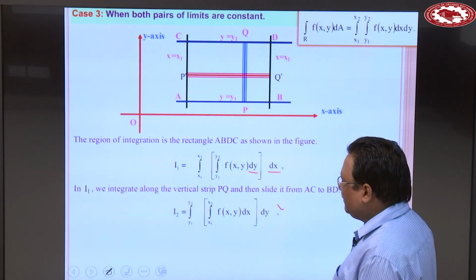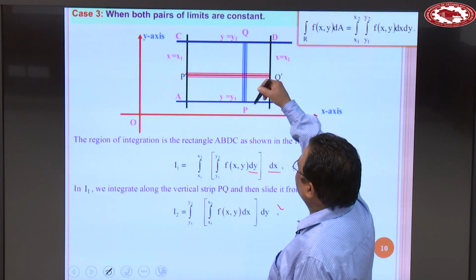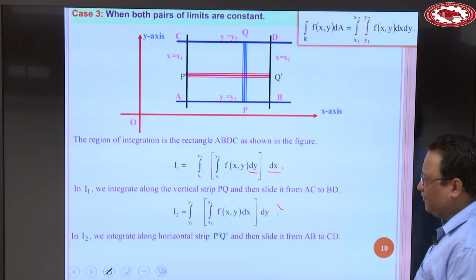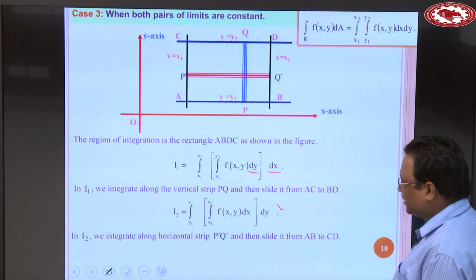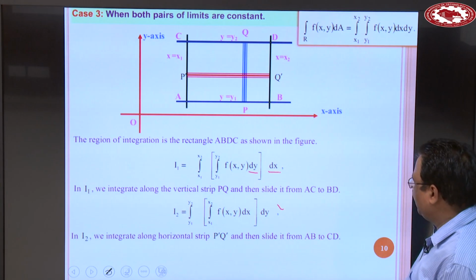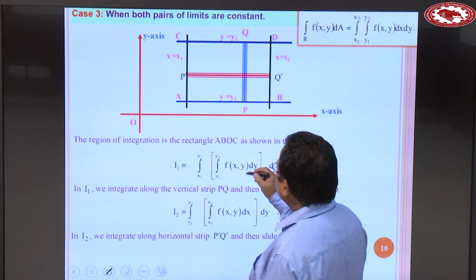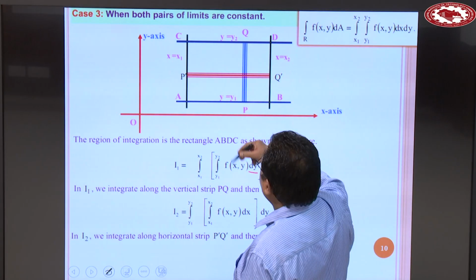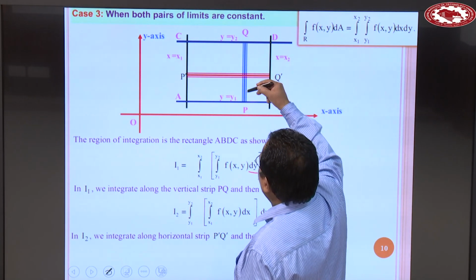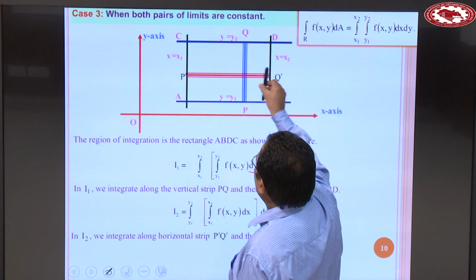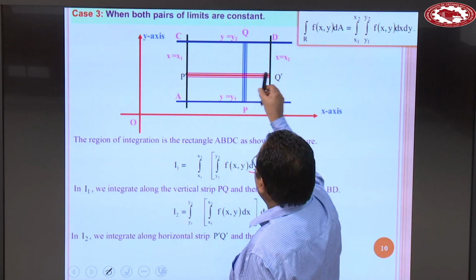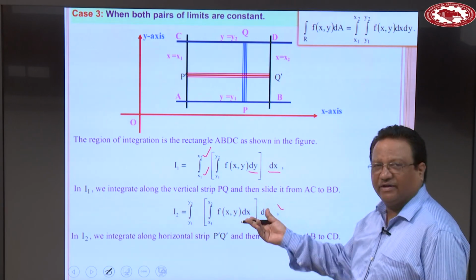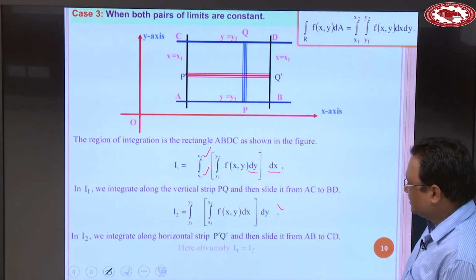So in I1 we integrate along the vertical strip, okay, in this case dy, okay, and in this case we integrate along the horizontal strip P dash Q dash and then slide it from AB to CD. So inner integral means this dy means this strip, blue strip. Inner integral means integration over this strip, and this strip slide from this line to this line, means x1 to x2. So x1 to x2, okay, and in the similar way you can illustrate this result, okay.